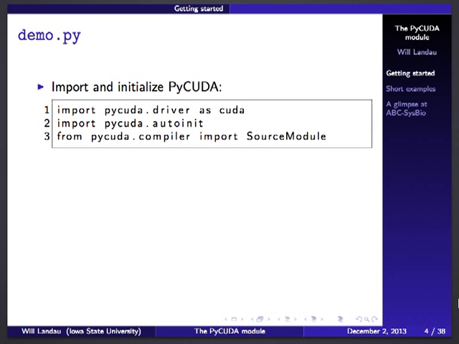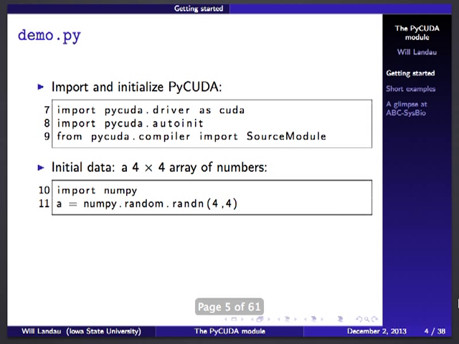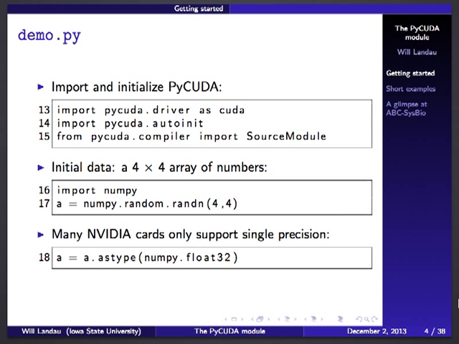So there are a bunch of things you can import here. To begin, you could just say from PyCUDA import star, or you could import the driver, the auto-init submodule, and the compiler submodule separately. They do different things. And just to show you how you might use this, we're going to begin with a 4x4 array of random numbers. You want to convert these into 32-bit floats. If you want to generalize your code, some cards are really old and they only support floats. They'll usually automatically demote from doubles to floats, but just to make sure you're safe, this is usually a good thing to do.